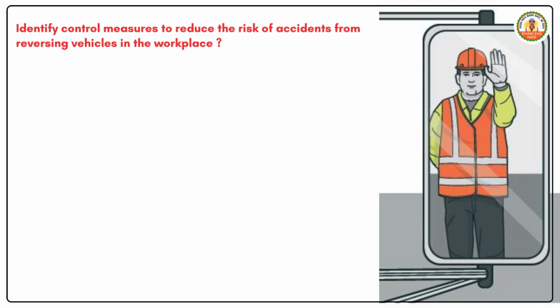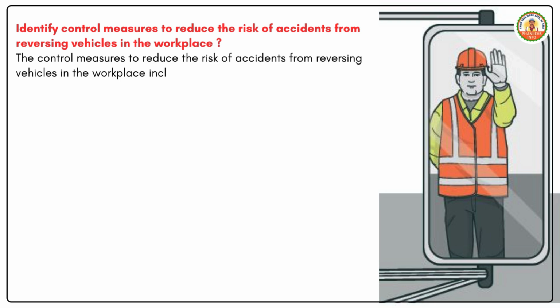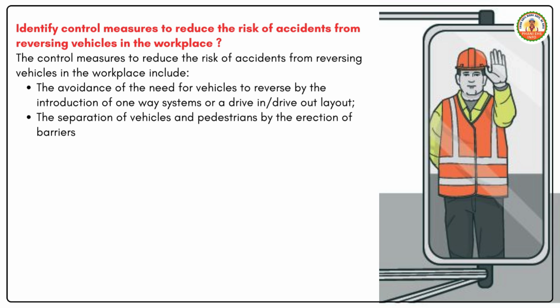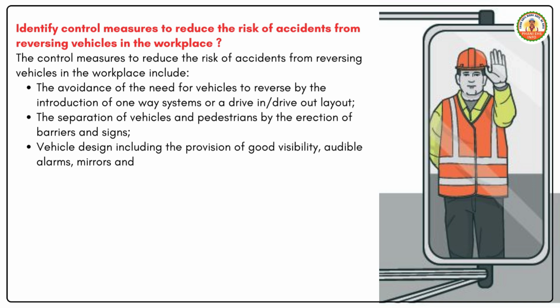The control measures to reduce the risk of accidents from reversing vehicles in the workplace include the avoidance of the need for vehicles to reverse by the introduction of one-way systems or a drive-in drive-out layout. The separation of vehicles and pedestrians by the erection of barriers and signs. Vehicle design including the provision of good visibility, audible alarms, mirrors and sensors. Positioning mirrors at blind corners in the workplace and providing refuges.